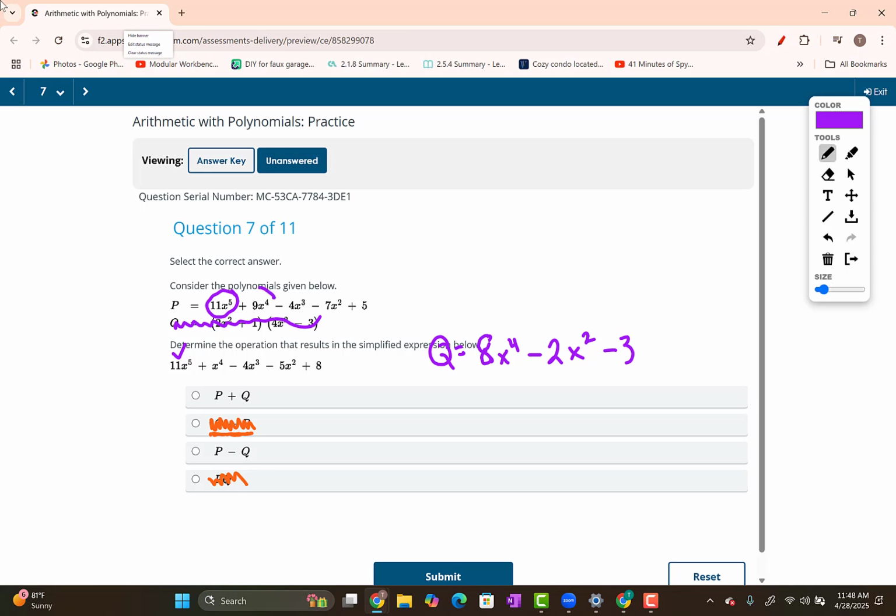Okay, next we have 9x to the fourth. That will combine with 8x to the fourth. 9x to the fourth plus 8x to the fourth is 17x to the fourth. That does not match there, which means it is not this choice.